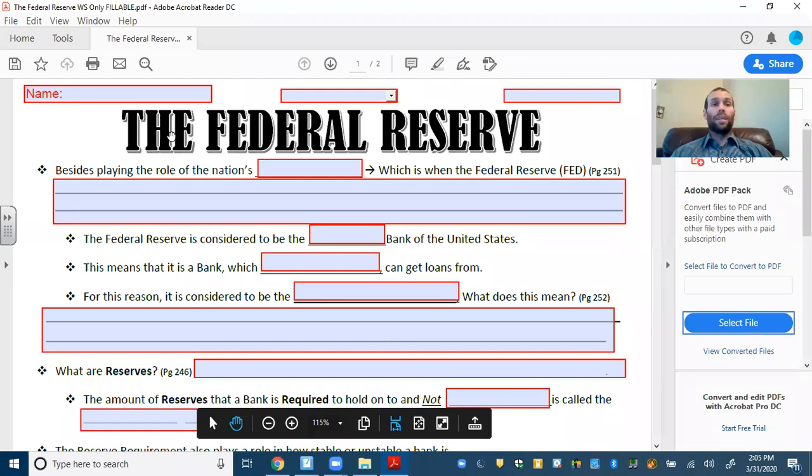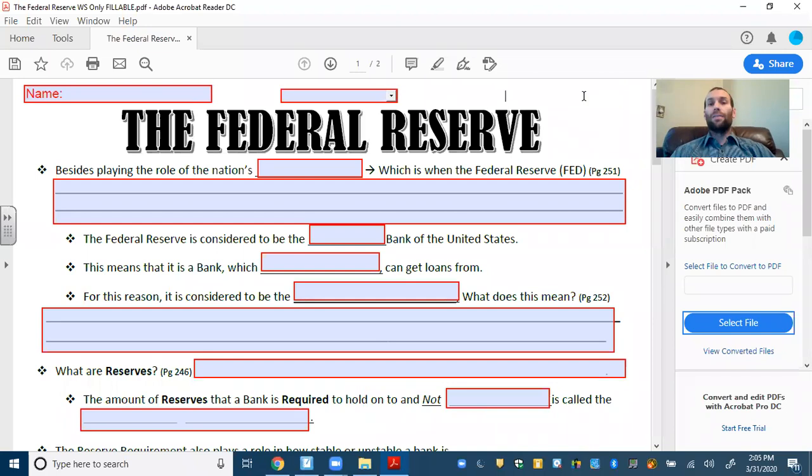That's the first page. So what you're going to be looking at right now is essentially this. We're going to go ahead and start covering the front page. So remember, a good idea right now is to type in your name, put your period up here, and even fill in the date. Now, as we're covering the Federal Reserve, what's good to remember about this whole thing is that the Federal Reserve, which we've already covered, is a bank.